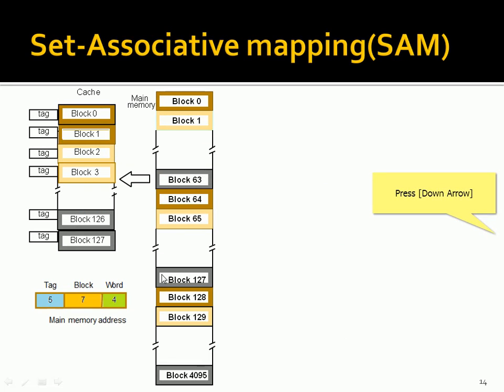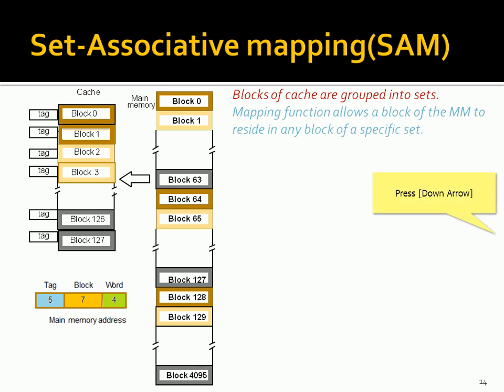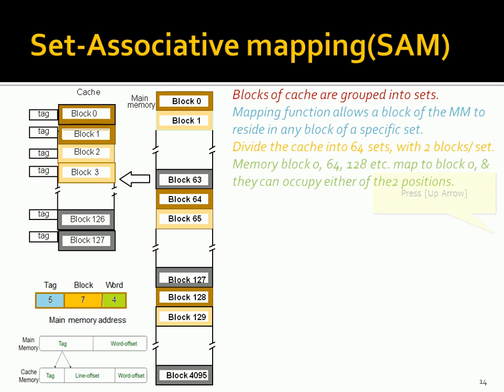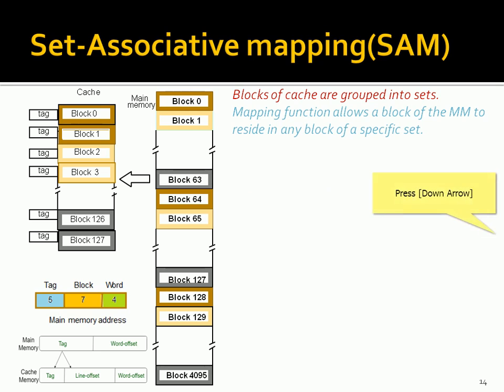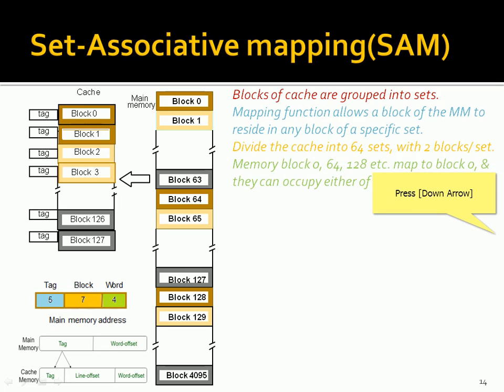Besides the direct placement policy, there is one more, called set associative mapping. The same thing will be considered, and we have a cache. The blocks of the cache can be grouped into sets. The mapping function allows a block of main memory to go into any block of a specific set. So the address will be split. Divide the cache into 64 sets with 2 blocks per set. Memory blocks 0, 64, 128, etc. map to set 0, as you have seen, and they can occupy either of the two positions.